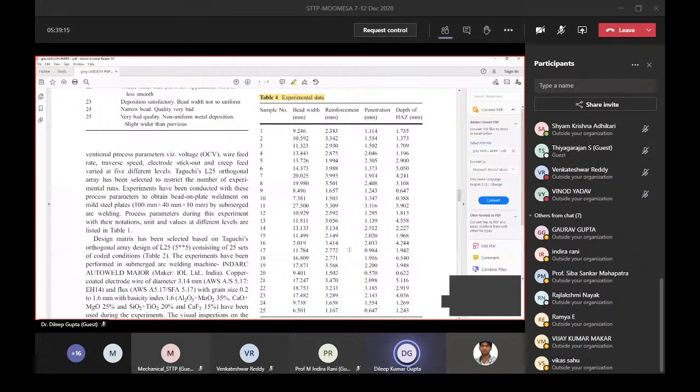These are the output parameters. जो आपने पहले टेबल देखा वो input parameter का था. These are the output parameters as a response of the design of experiment जो हमने किया, और इसका experiment का response आपको ये मिला. Bead width हो गया, reinforcement हो गया, penetration हो गया, depth of HAZ. For desirability is concerned, the bead width, reinforcement and depth of HAZ should be lower is better, and penetration should be higher is better.